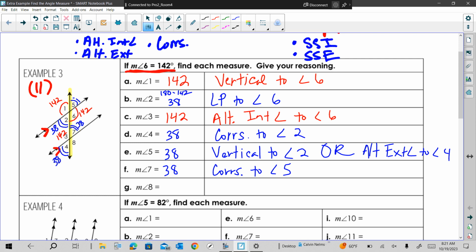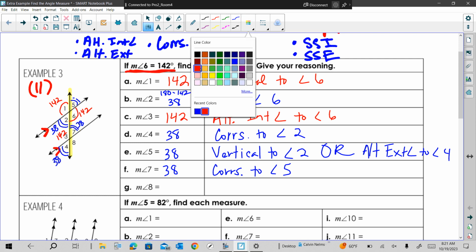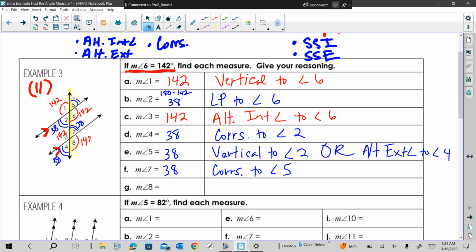And now we're last to our last angle, angle 8 here. Look, our pattern is going to have to also be 142. Yes. Okay. What could be a reason for that? I could say vertical to angle 3. Yep. That's a V, sorry. Because it's across from angle 3.